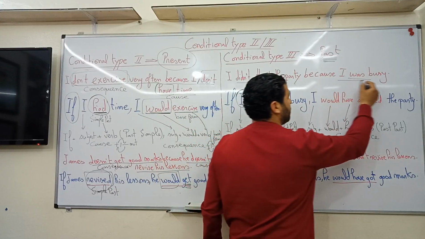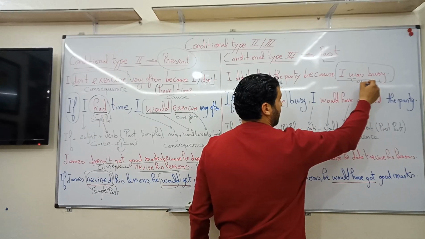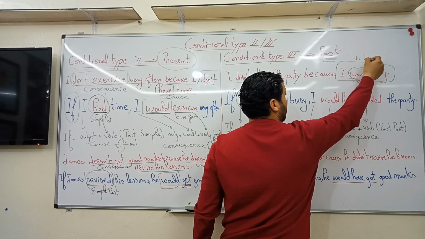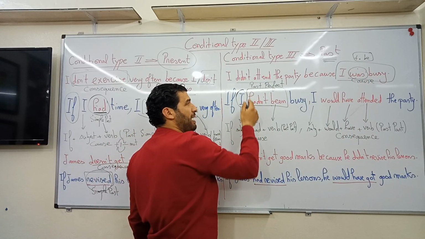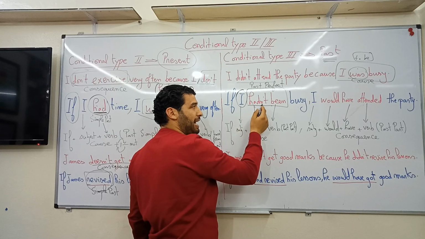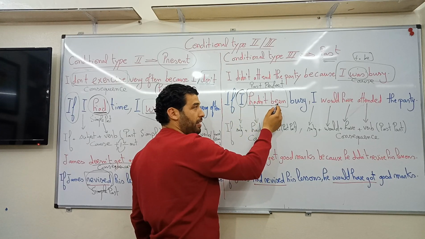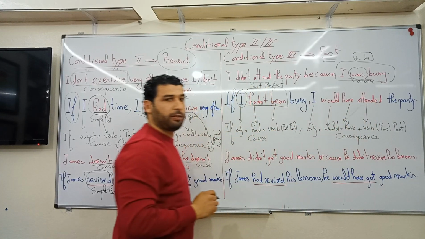So, this is the cause, basically. We start with this sentence. This is the cause. I was busy. This is the verb what? The verb to be, in simple past. Then here we should change it to past perfect. Past perfect is had plus verb in past participle. And the past participle of the verb be is been. If I hadn't been busy, I would have attended the party.